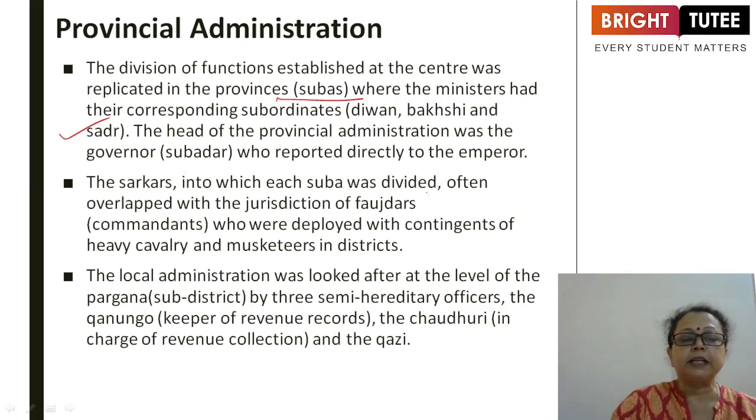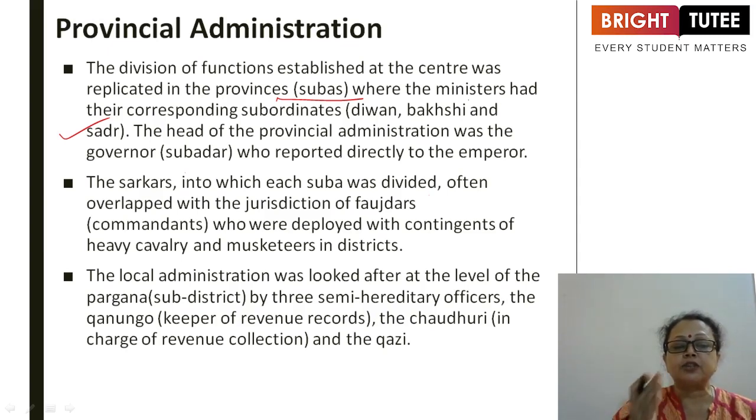This is a very important thing which you have to understand, as I was explaining in the previous slide. The division of functions established at the center: here we are talking about how the central government decentralized the duties to the provincial government. The head of the provincial administration was the governor, known as Subedar, who reported directly to the emperor.